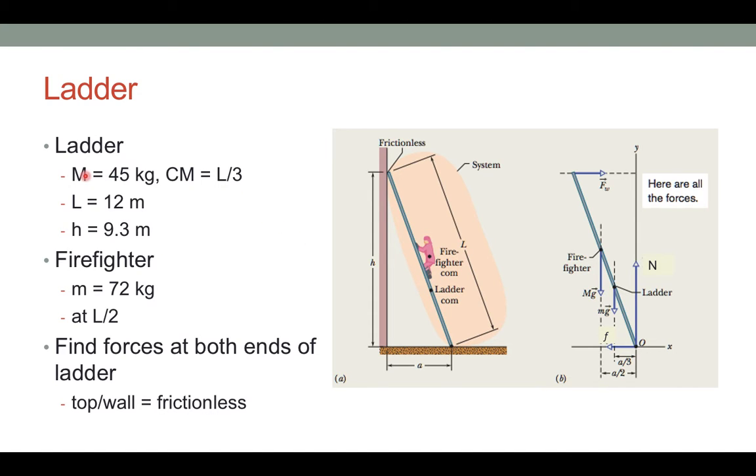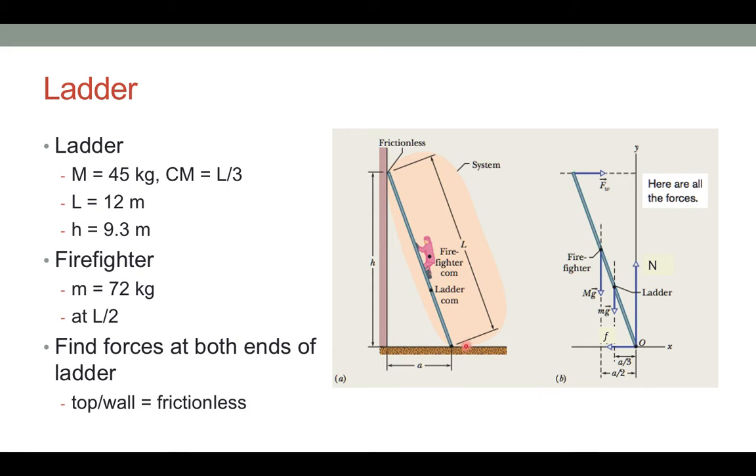So we have the mass of the ladder is given. Its location for its center of mass is only a third of the way up. We're given its length, and we're given where the ladder touches the wall, 9.3 meters up. We're given the mass of the firefighter, and we know where the firefighter is, halfway up. And what we wish to do is find the forces at both ends of the ladder. Now, here we're going to assume that the surface up here on the wall is frictionless, and we'll see why we make that assumption later.